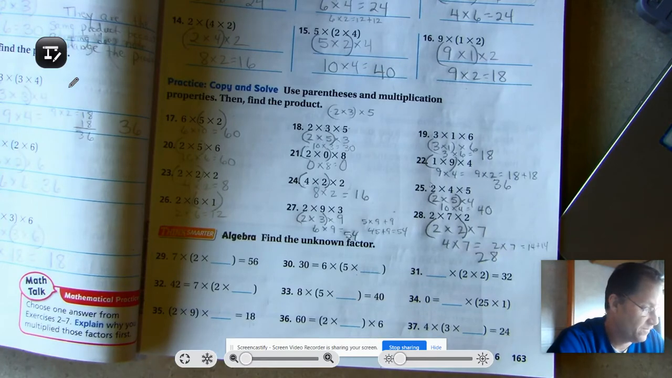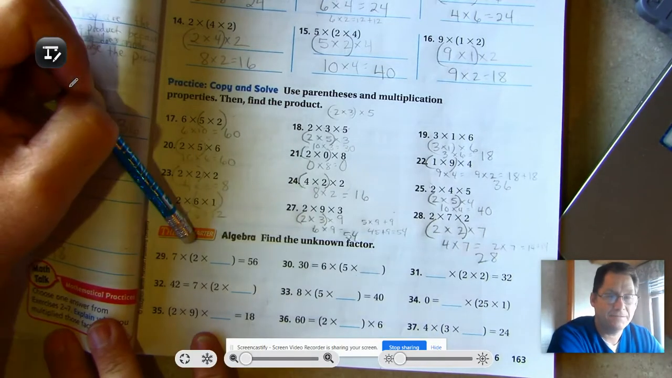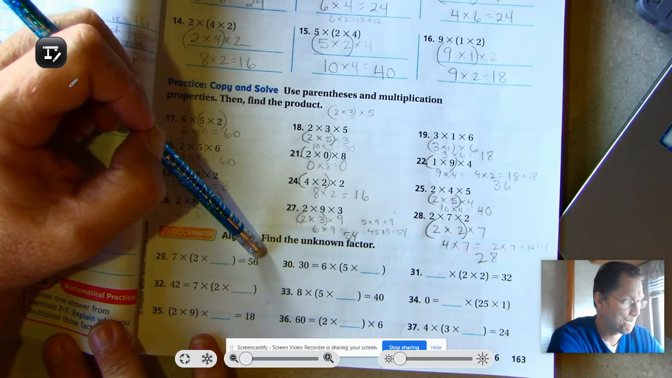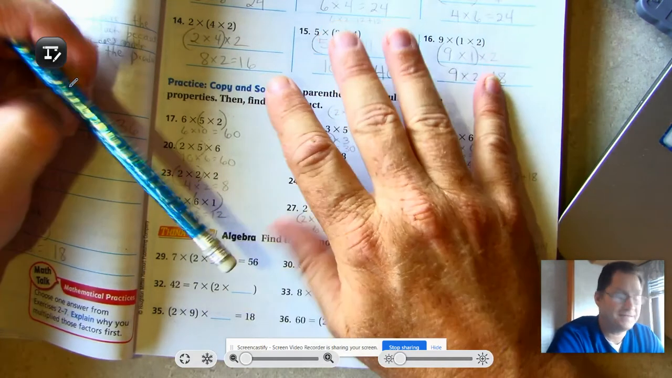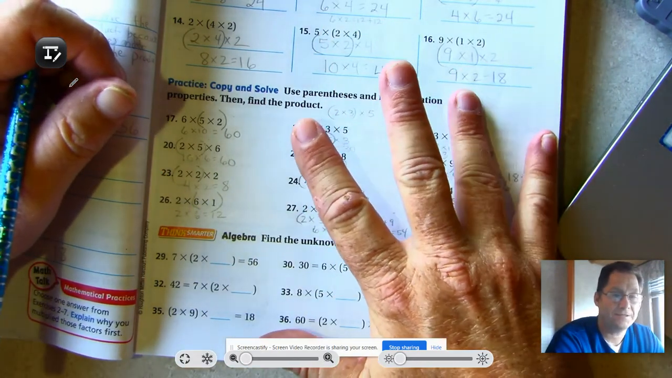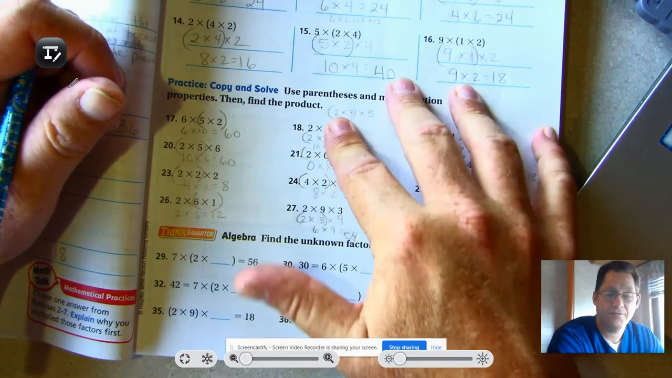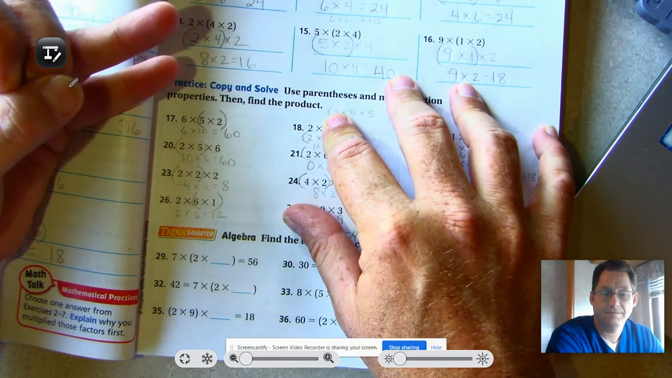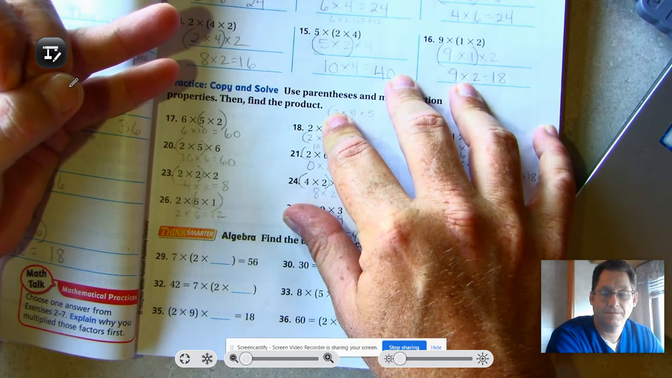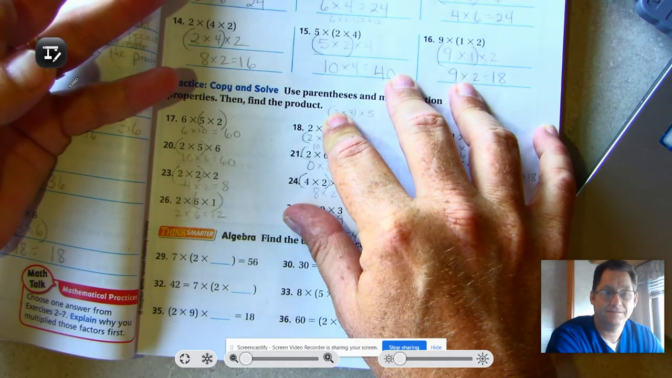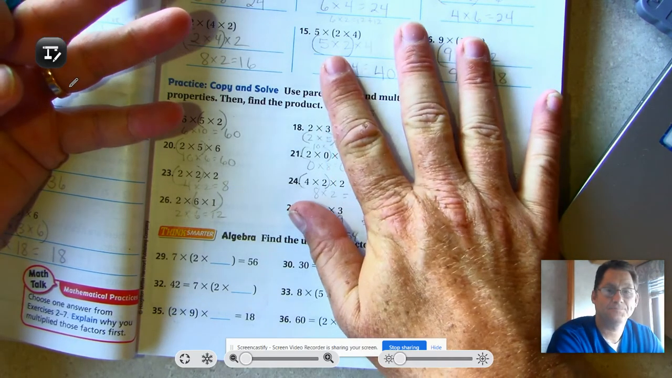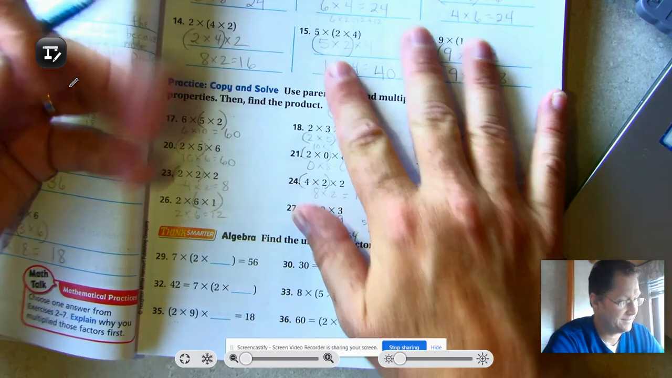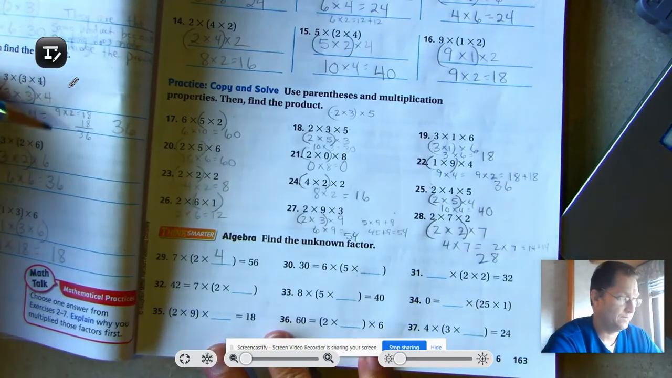All right, find the unknown factor. 7 times the product of 2 times something is 56. Well, let's figure out how many 7s it takes to get to 56. 7, 14, 21, 28, 35, 42, 49, 56. So 8. 2 times what is 8? 4.